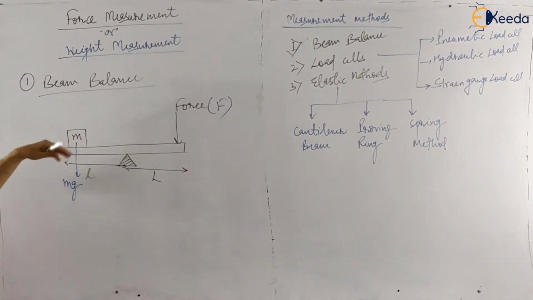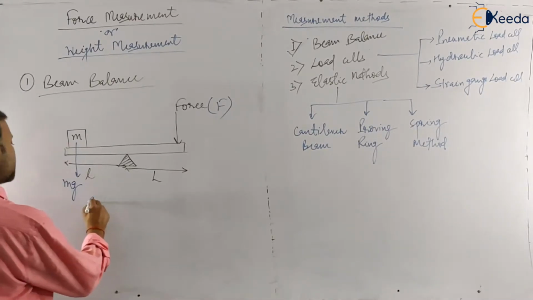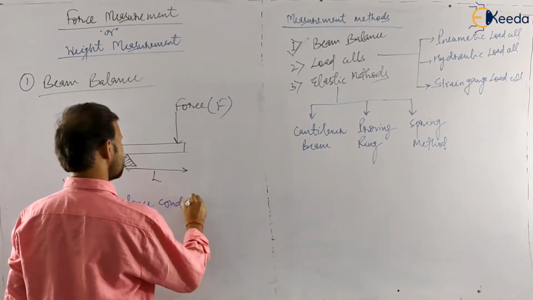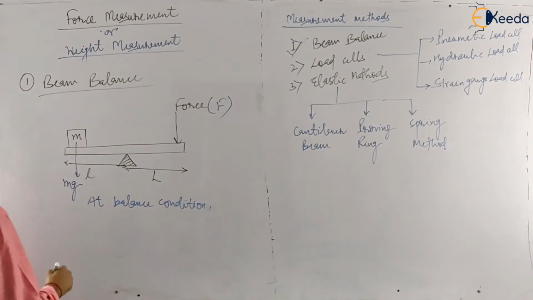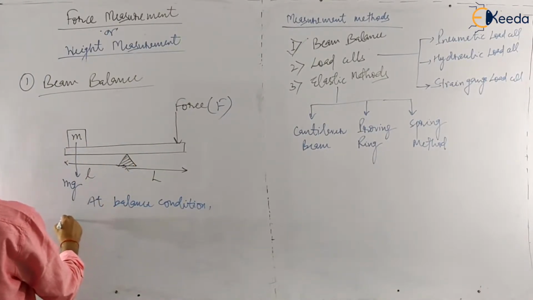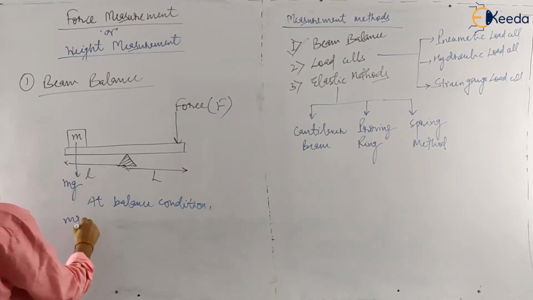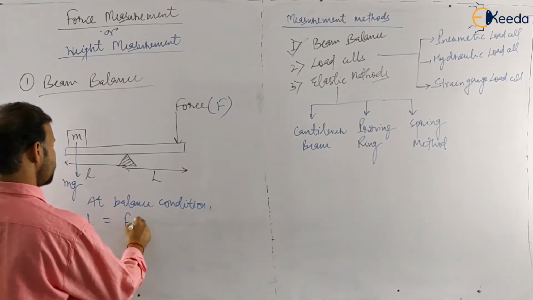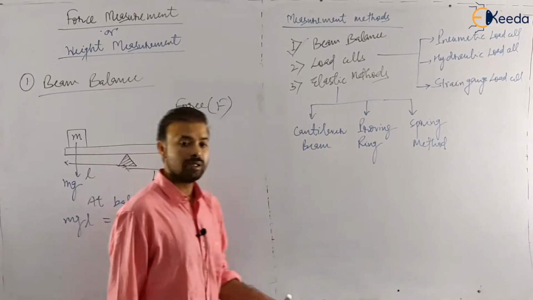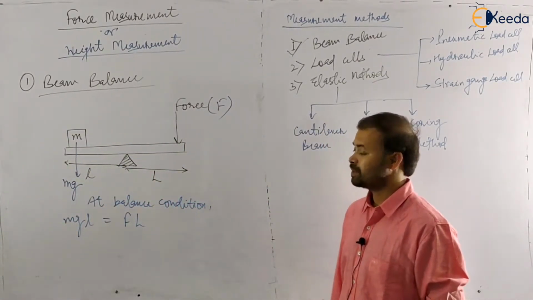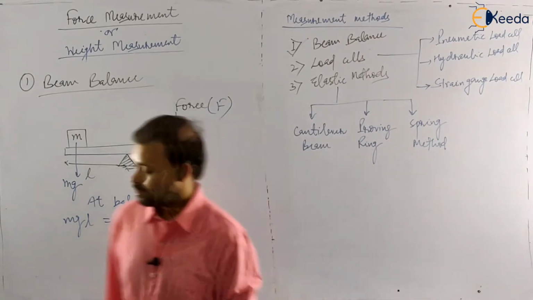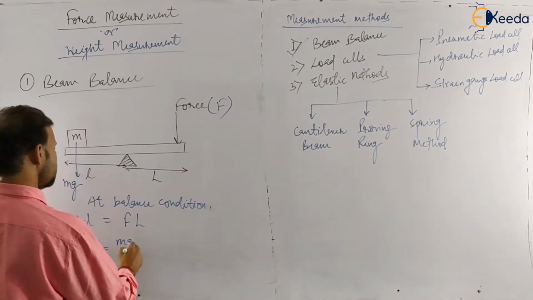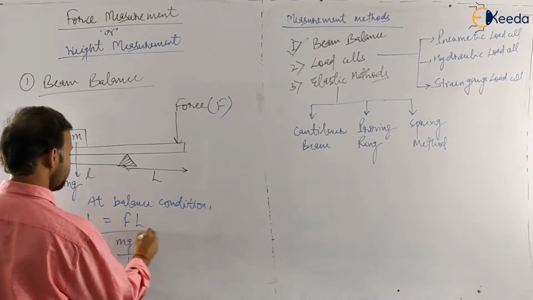Okay, it will not move downwards or upward. Right. So at balance condition, mg into small l will be equal to F into capital L. From here we can write F, the force, as mg small l divided by capital L.